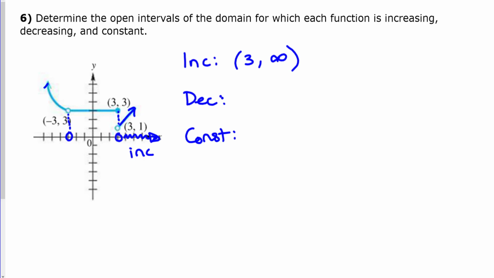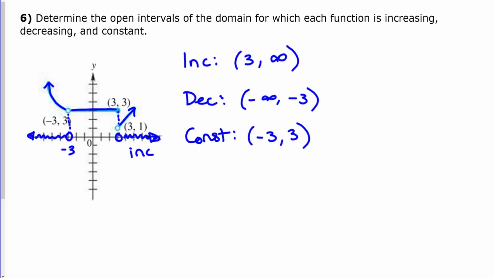Now over here I can see that my function is decreasing. The y values are getting smaller and smaller. So that's happening along the x from negative infinity up to this particular point, which looks like it's at negative 3. So we're decreasing from negative infinity to negative 3. And then we're constant in between there. So on this interval right here from negative 3 to positive 3, we are constant.